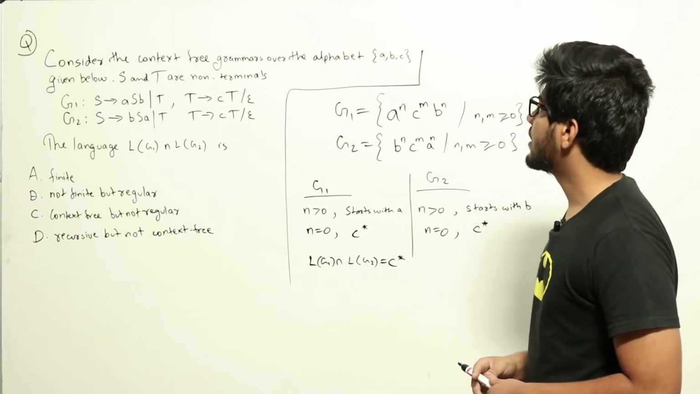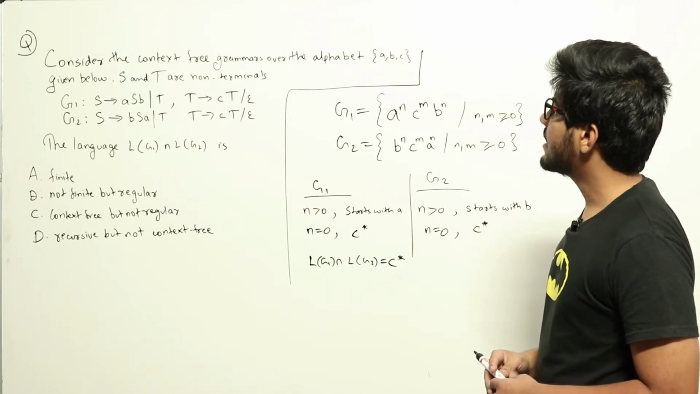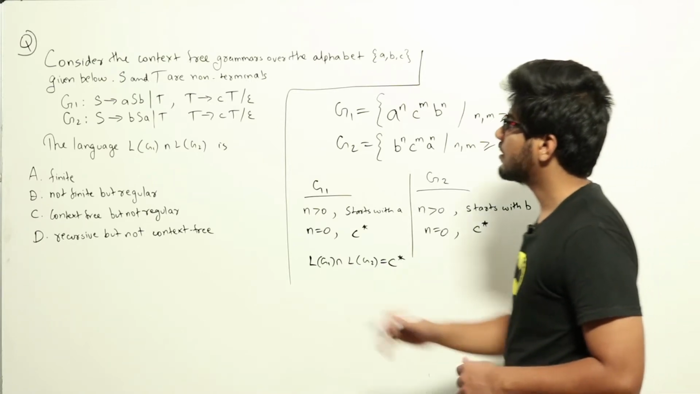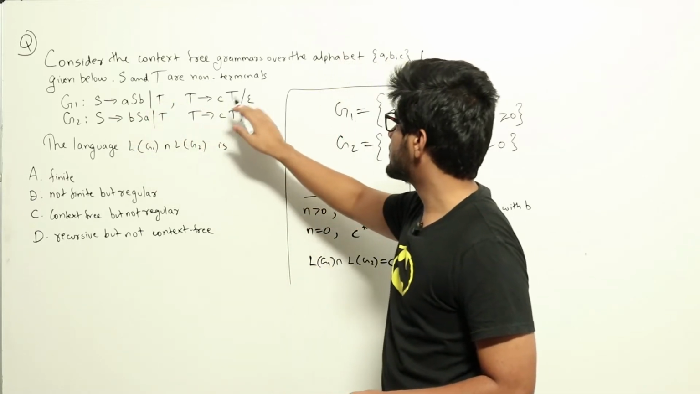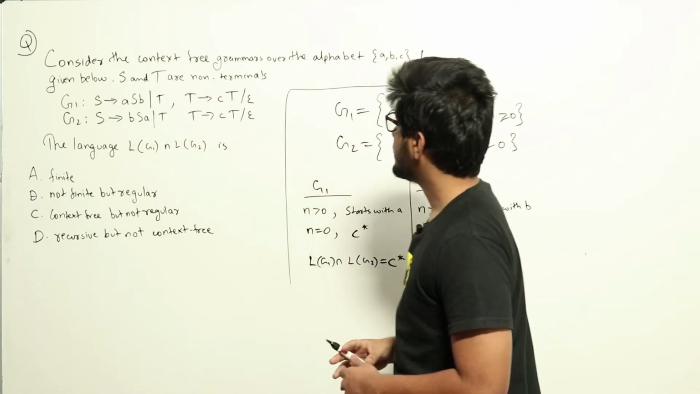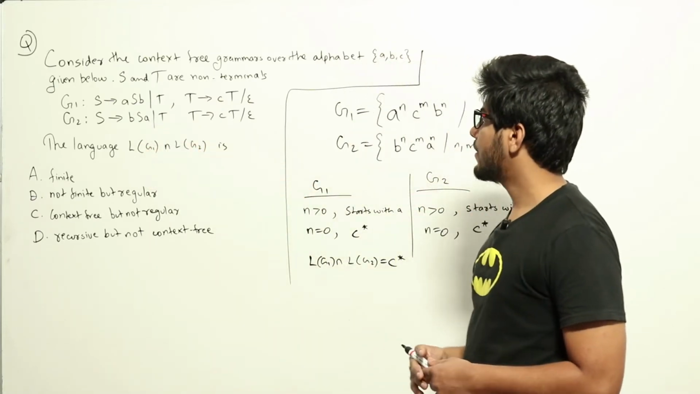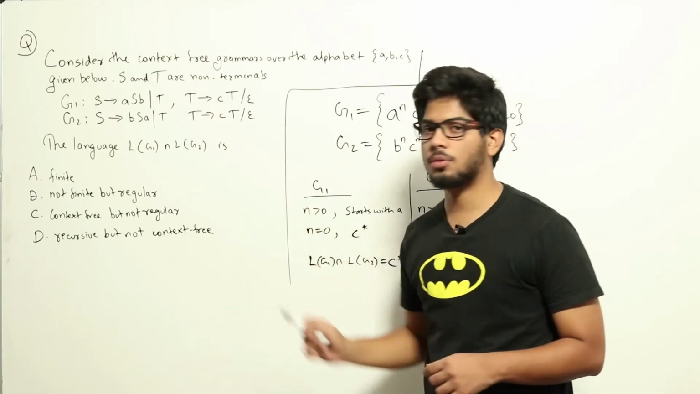Consider the context-free grammars over the alphabet A, B, C given below. S and T are non-terminals. G1: S gives A S B or T. T gives C T or epsilon. G2: S gives B S A or T. T gives C T or epsilon. The language L of G1 intersection L of G2 is, and these four options are given.